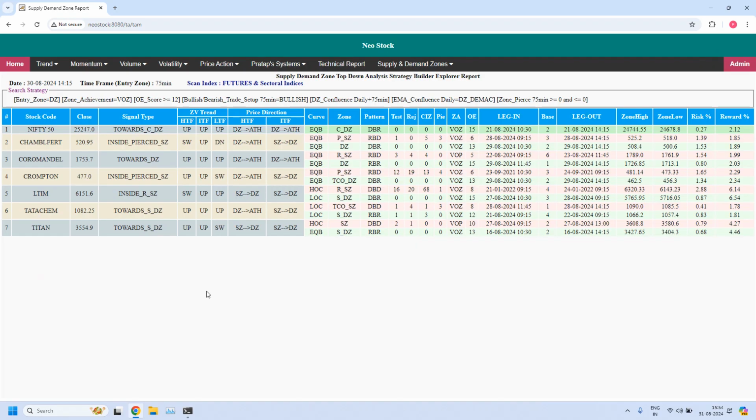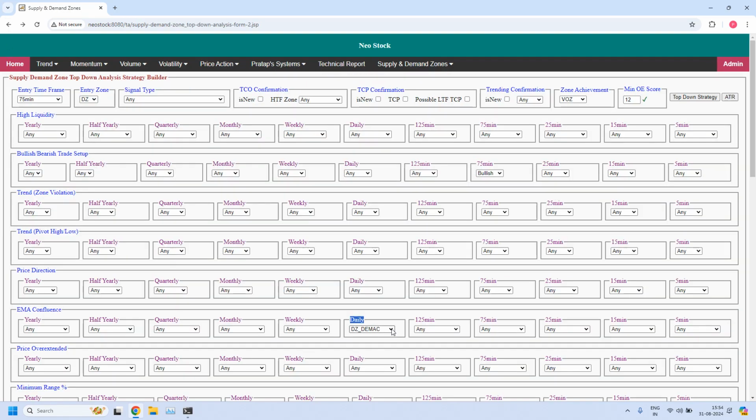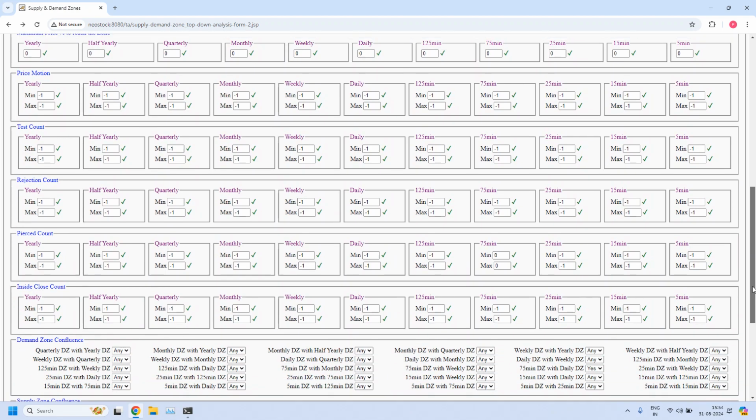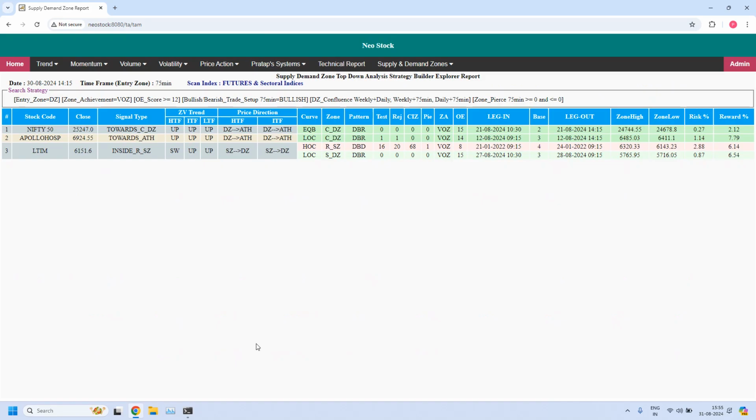Okay, next let us look into LTF, ITF and HTF confluence. For that we need to remove this filter, the daily EMA confluence filter. I removed it. Now let's look into demand zone confluence. Already one filter is enabled, that is 75 minutes into daily. Next, 75 minutes demand zone with weekly we are enabling, and daily demand zone and weekly demand zone confluence also enabled. Now LTF, ITF, HTF, that means 75 minutes, daily and weekly zones are having confluence with each other. So 3 stocks are filtered.